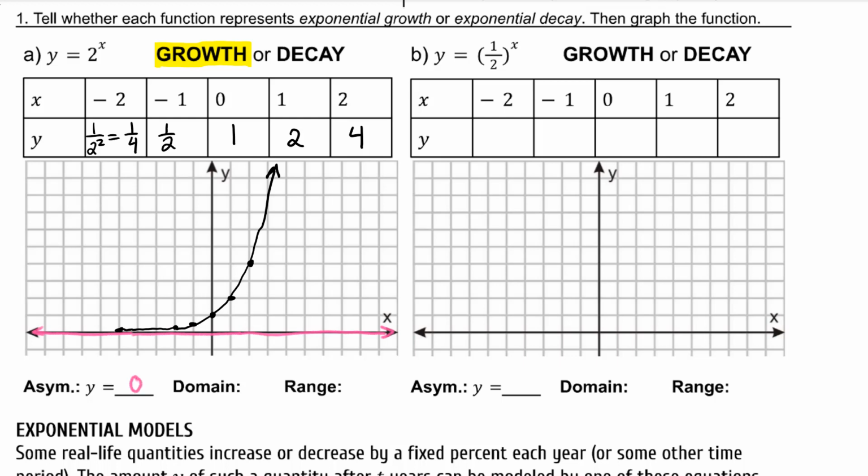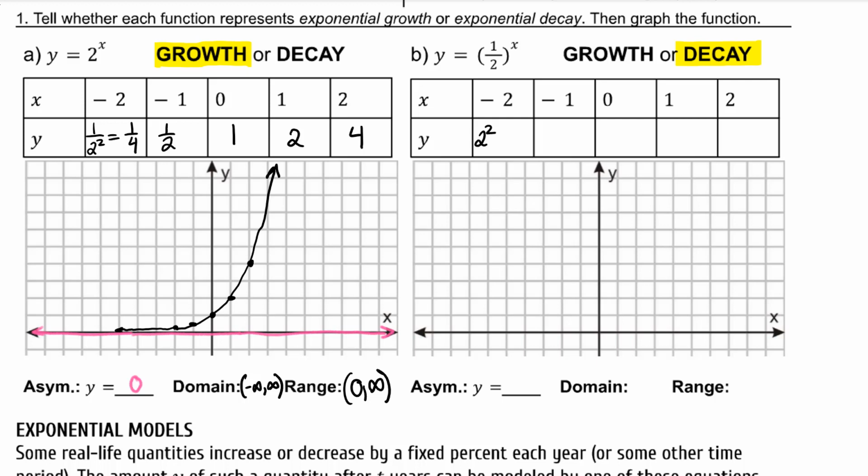This graph uses all x's, so your domain is negative infinity to infinity, and your range is 0 not inclusive to infinity. Go ahead and graph 1/2 to the x. Is that growth or decay? That one's decay because 1/2 is between 0 and 1.